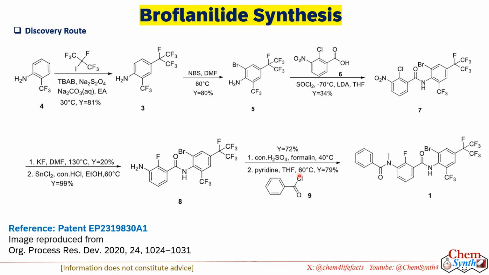In the next step, they have performed one methylation on this primary amine group using formalin in presence of concentrated sulfuric acid, followed by coupling with this benzoyl chloride to install this benzoyl group on the nitrogen center to get the final molecule. However, in this process, overall yield of this molecule was less than 10%. So they modified process. So that process I will be discussing on next slide.